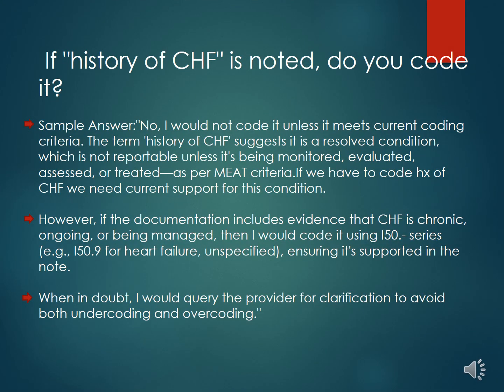If history of CHF is noted, do you code it? Sample answer: No, I would not code it unless it meets current coding criteria. The term history of CHF suggests it is a resolved condition, which is not reportable unless it's being monitored, evaluated, assessed, or treated, as per MEAT criteria. If we have to code history of CHF, we need current support for this condition. However, if the documentation includes evidence that CHF is chronic, ongoing, or being managed, then I would code it using the I50 series, e.g., I50.9 for heart failure, unspecified, ensuring it's supported in the note. When in doubt, I would query the provider for clarification to avoid both undercoding and overcoding.